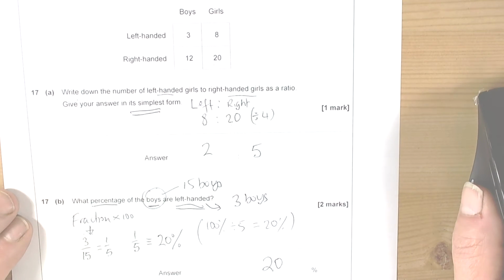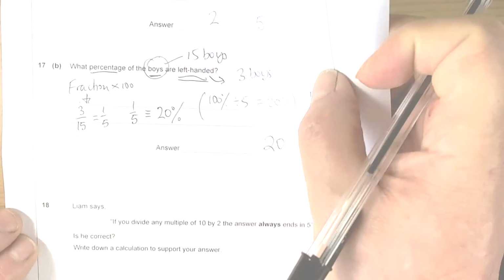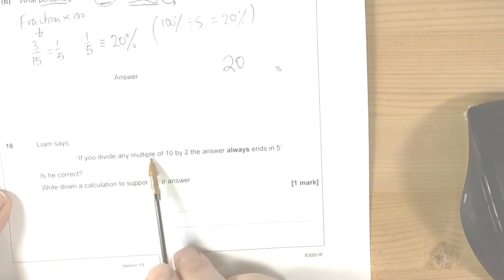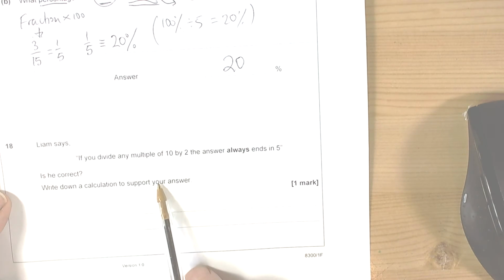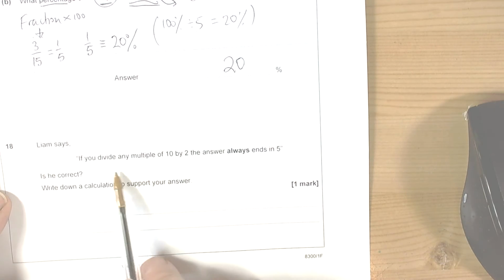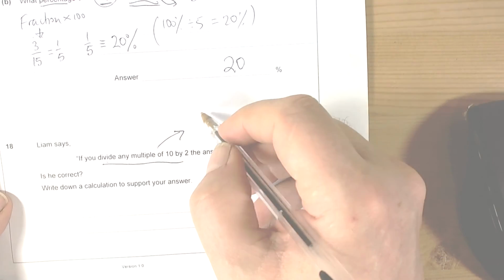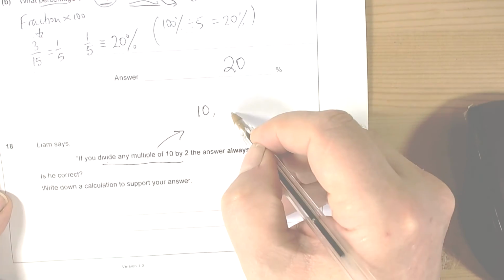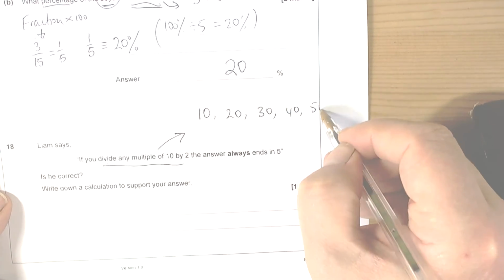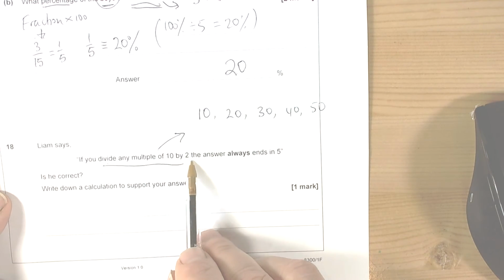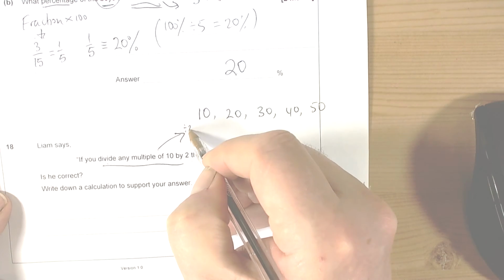The question goes on and asks you to work with, if you divide any multiples of 10 by 2, the answer always ends in a 5. Write down a calculation to support your answer. So if you divide any multiple of 10, so let's look at the first multiples of 10. So the first multiples of 10 are 10, 20, 30, 40, 50. And it says if you divide any multiple of 10 by 2, the answer always ends in a 5. So let's look what happens when we divide by 2.